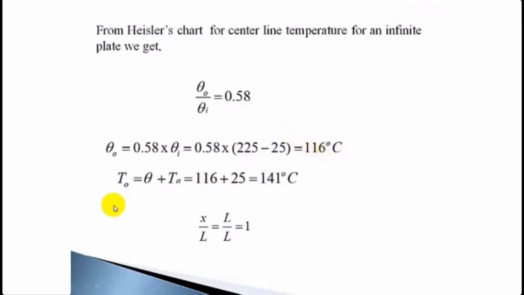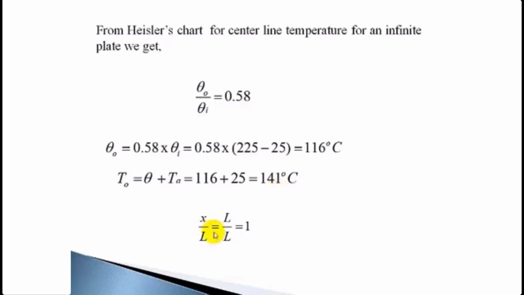So this is a temperature difference. To get the mid-plane temperature, you need to add TA. So 116 plus 25 will give 141 degrees centigrade. So the temperature at the center is 141 degrees centigrade at the end of 2 minutes. It has cooled from initially 225 degrees centigrade down to 141 degrees centigrade after 2 minutes of the cooling process.